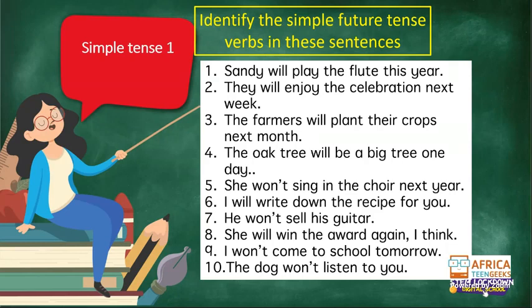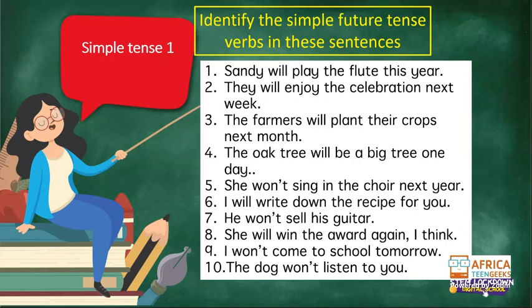Number 1 is will play. Right. Number 2 is will enjoy. Right. Number 3 will be will plant their crops. Good. Will plant. Yes. Number 4 is will be. Good. Number 5 is won't sing. Excellent. Number 6 is will write. Good. Number 7 is won't sell. Very good. Number 8 is will win. Excellent.